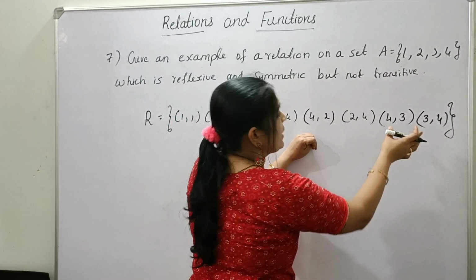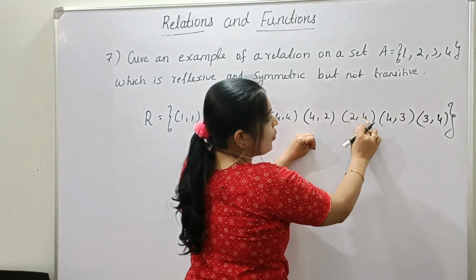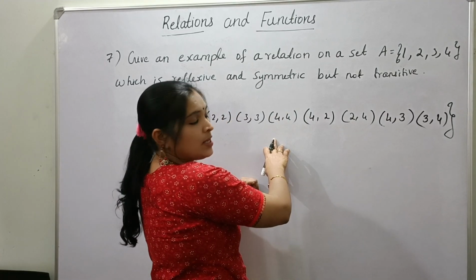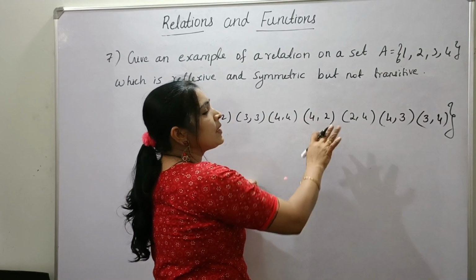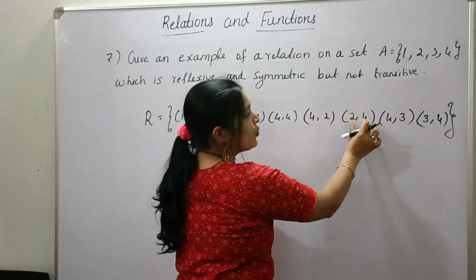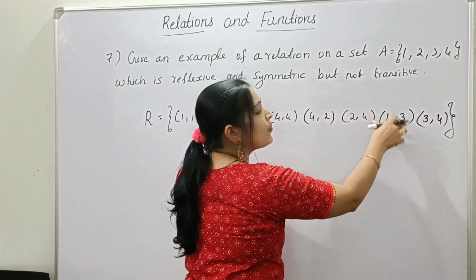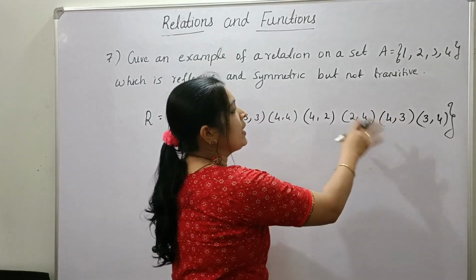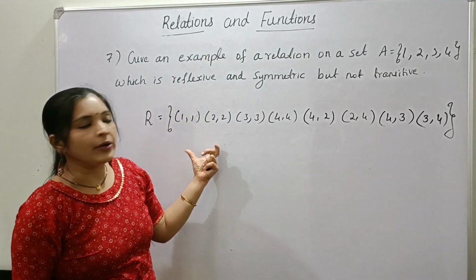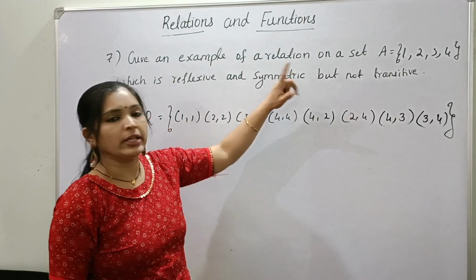And for not transitive, take these two elements, (2, 4) and (4, 3), but (2, 3) is not in this set. So if you write (2, 3), just cancel it. Therefore, this relation R is an example for a relation that is reflexive and symmetric but not transitive in the set A.